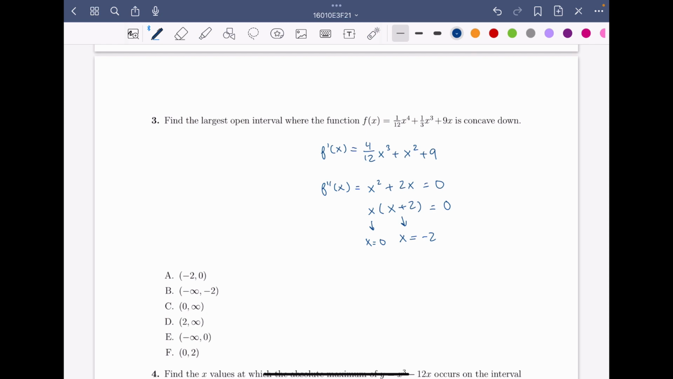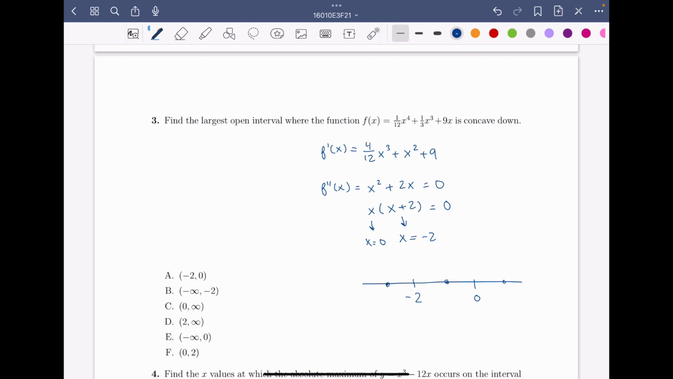For these questions that ask about concavity, it is also really good to draw a number line. So let's go ahead and do that. Draw a number line. Put our inflection points, that'd be negative 2 and 0. Now to find where it is concave down, we're going to check here, here, and here. We're going to plug in numbers in between negative infinity and negative 2, negative 2 and 0, and 0 to infinity into the second derivative to see what that second derivative sign is.